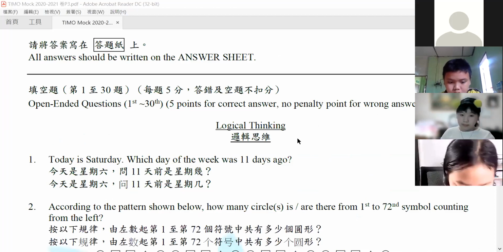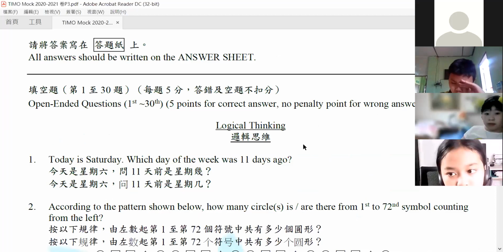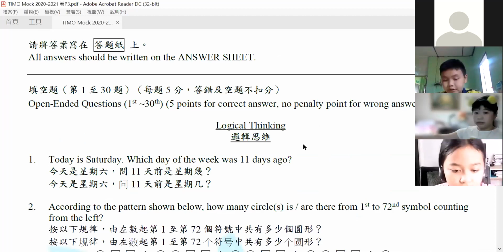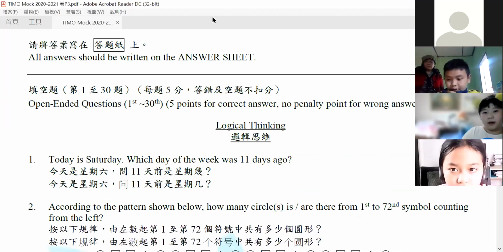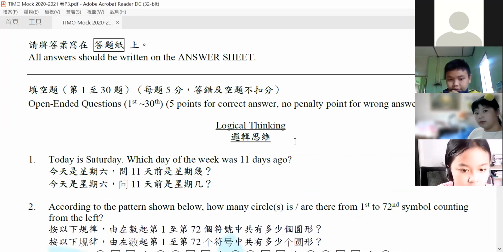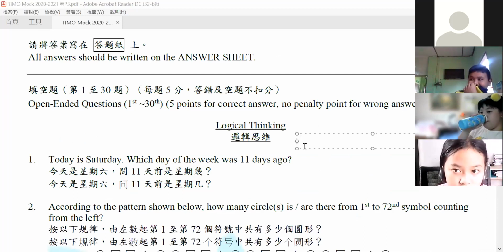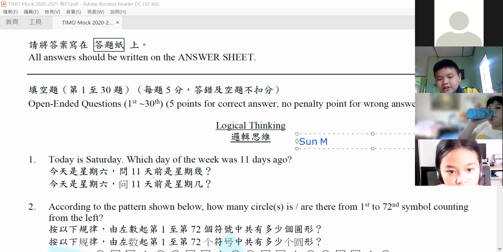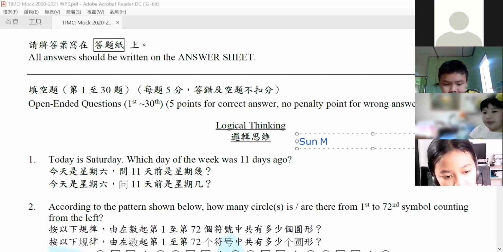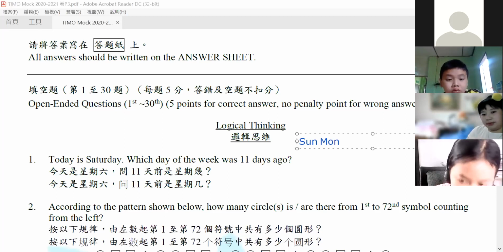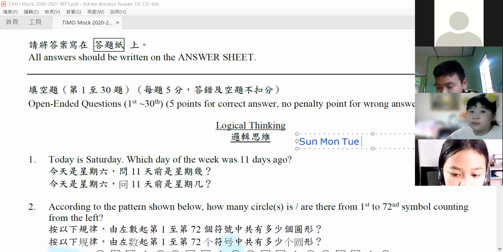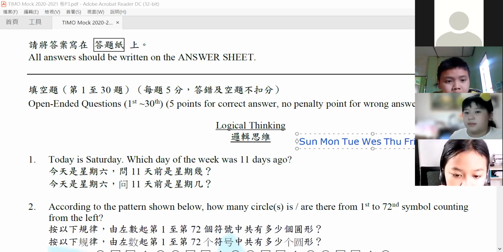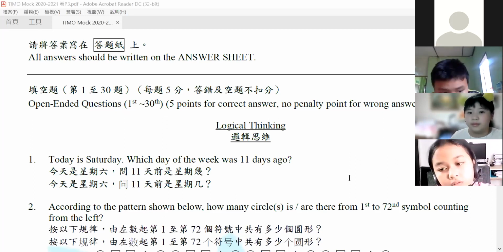11 days ago. This question is a simple one. We can do it by just listing all the different days of a week. So we know that a week starts from Sunday and then Monday, Tuesday, Wednesday, Thursday, Friday, and then Saturday, right? So you can see it.